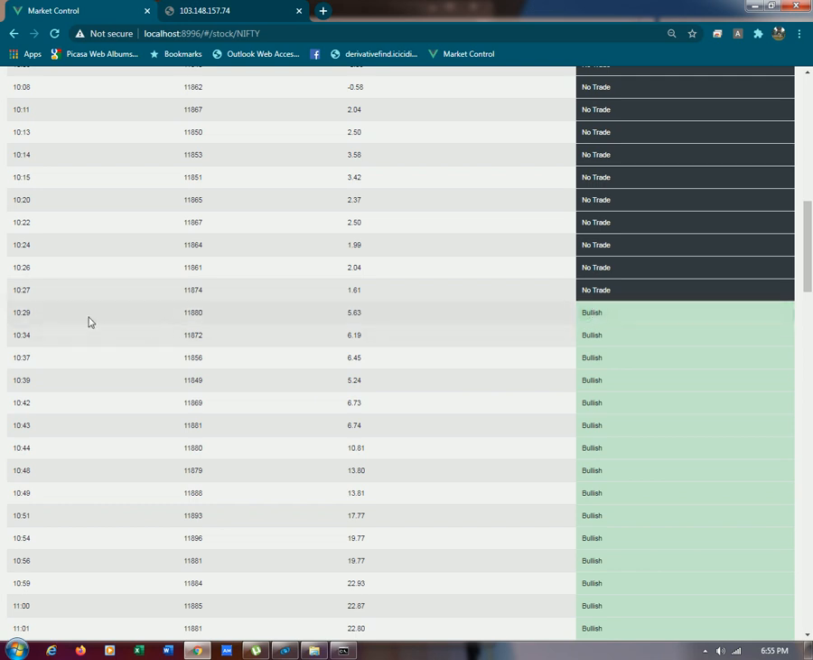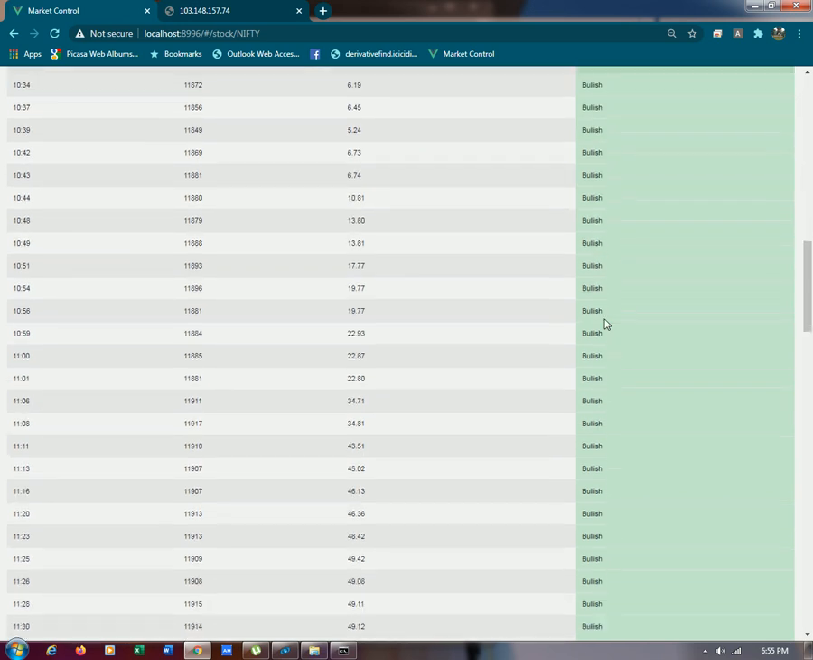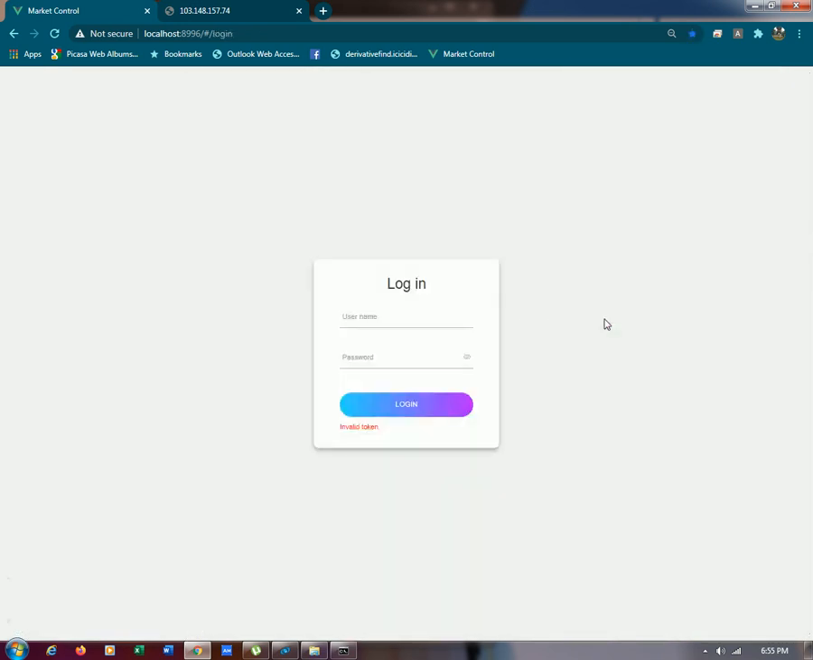According to the system, at 10:29, at 11,880, the system gives a bullish signal. So you have to enter the bull trade, buy the Nifty from 11,880, keep the day low as stop loss and continue the bull trend.